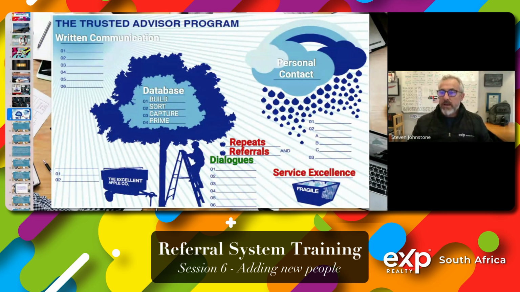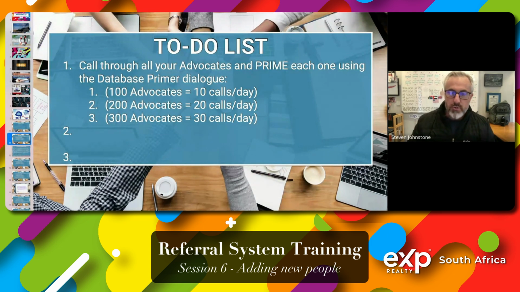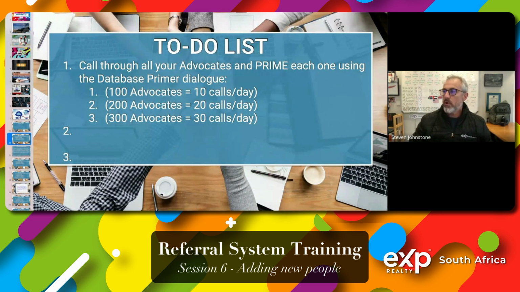With that in mind, the homework over the last 4 weeks, it's actually been, because I gave you 2 weeks grace, was number 1, to call through all of your advocates, because this is the priming. On that apple tree diagram, after you've captured your list onto your contact management systems, you then have to phone through and prime all 300 of your advocates. So that was it. Call through all your advocates and prime each one using the database primer dialogue.